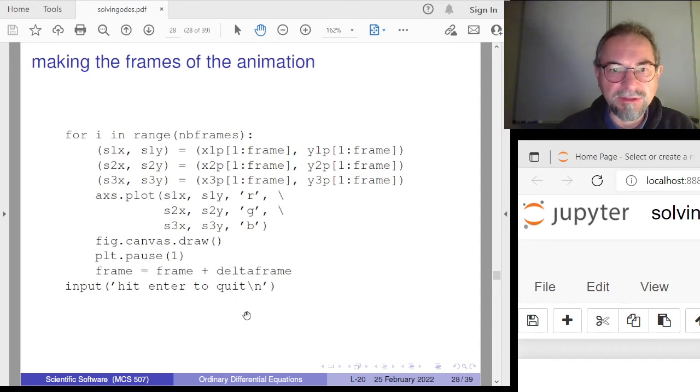The key to defining this animation is that we have a frame parameter. The frame essentially determines what segment is selected from the path. So the S1 x is the segment of all the x coordinates of the positions of the first body. We plot these segments, draw them on canvas, and pause a little bit, otherwise the animation goes too fast. So this is the code on the slide that runs in a Python script.